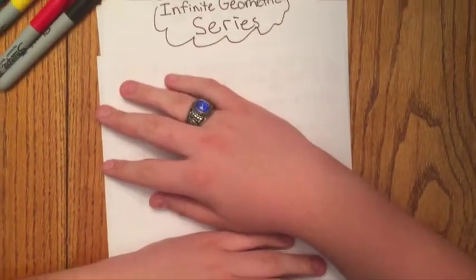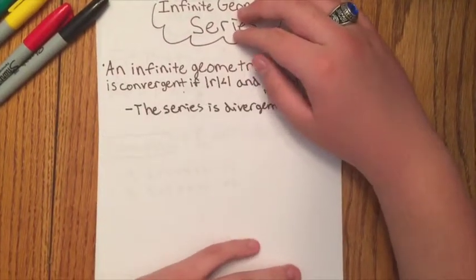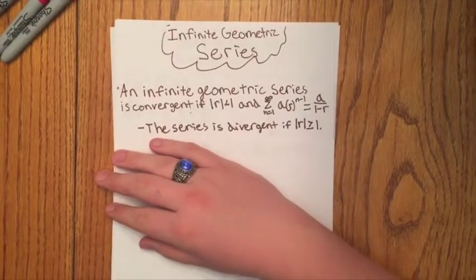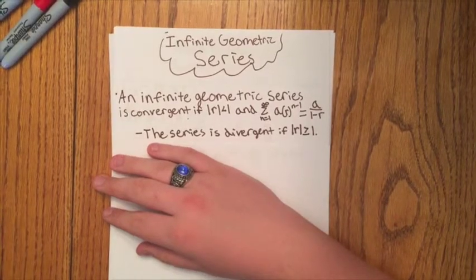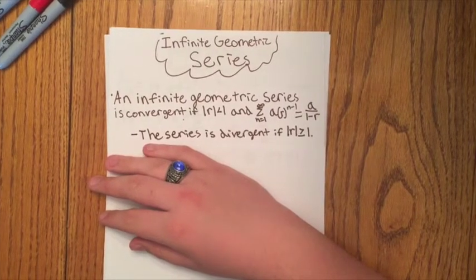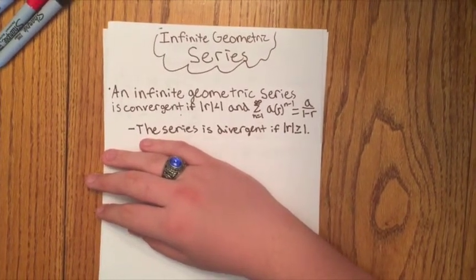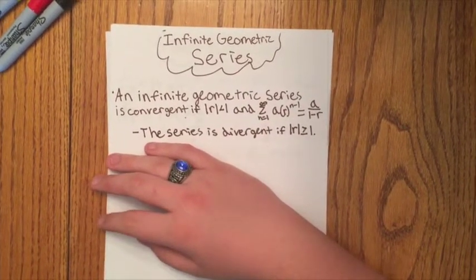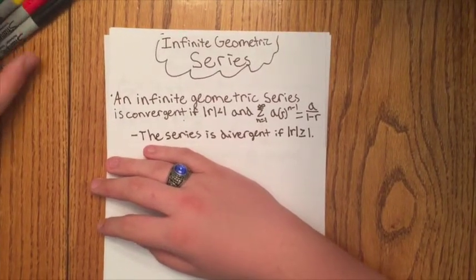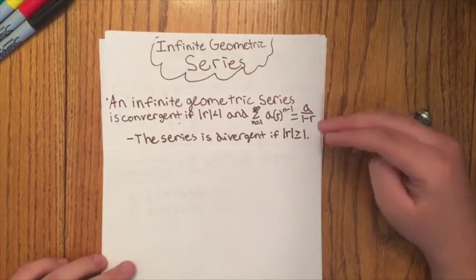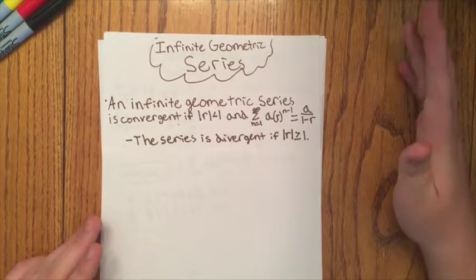So today we're going to be going over infinite geometric series as well. And here we have notes on these geometric series. Pretty much what this is saying is that an infinite geometric series is convergent as long as the magnitude of r is less than 1, and the sum from n equals 1 to infinity of a r to the n minus 1 is equal to a over 1 minus r, where that r value is still less than 1. And this series will be divergent if the magnitude of r is greater than or equal to 1.